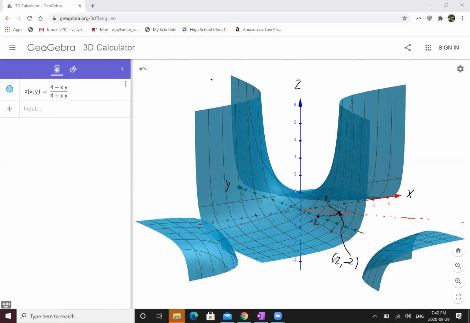Now if you're approaching 2, minus 2 from this side of the line, your function values are going up to infinity. If you're approaching along this part, from this side, your function values are going down to negative infinity. So in this case, the limit does not exist. That's the idea here.